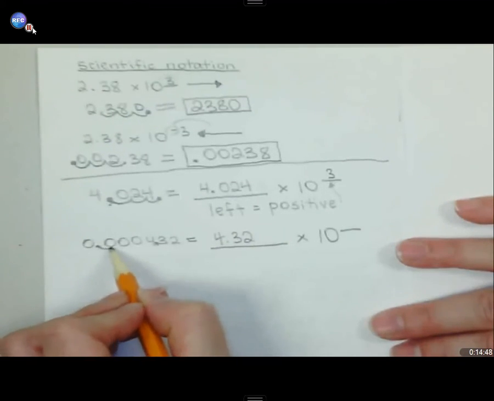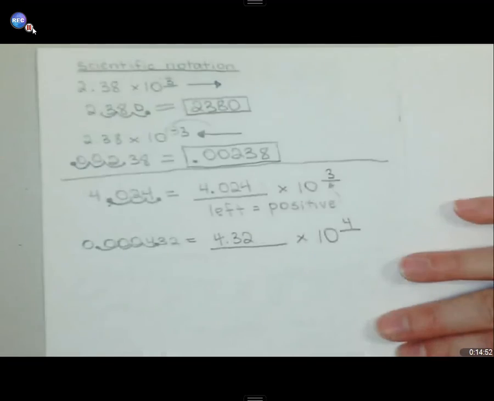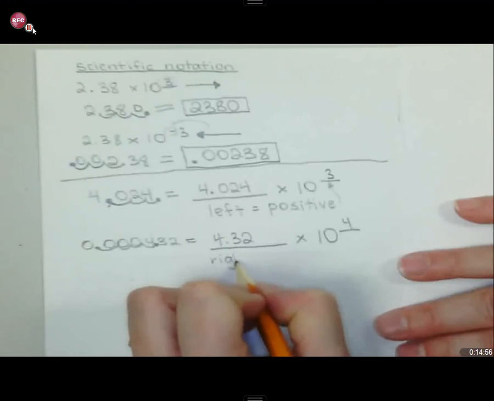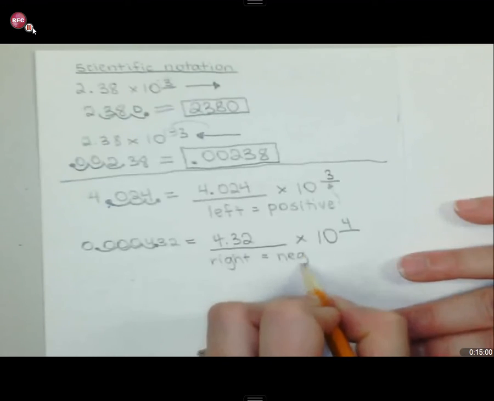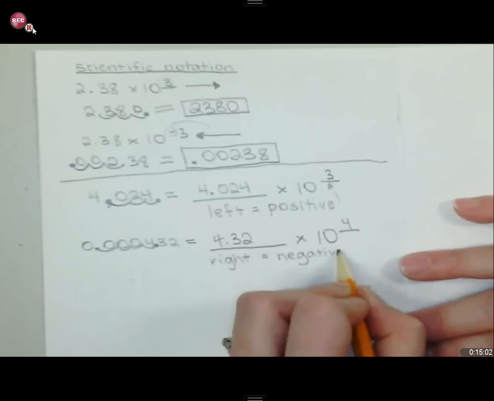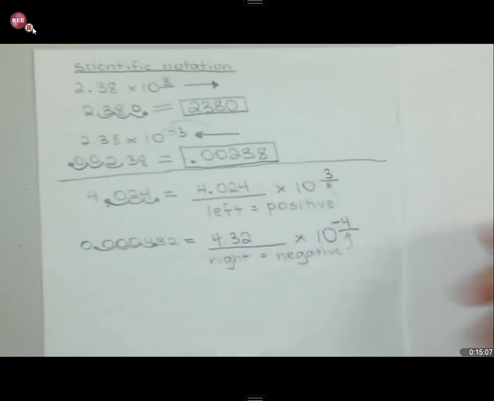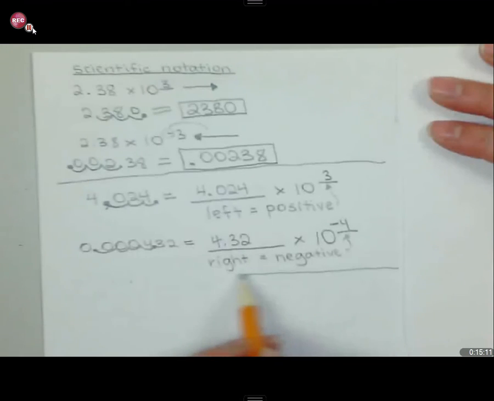And we're going to say 1, 2, 3, 4 places. It moved 4. But because it moved to the right, we're going to have to say that it is negative. So this little guy right here has to be -4. And that is how you do scientific notation.